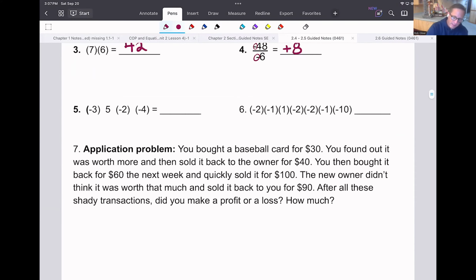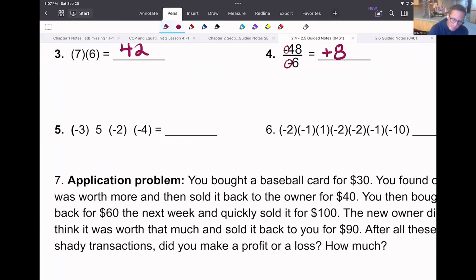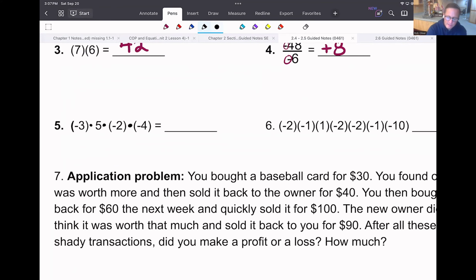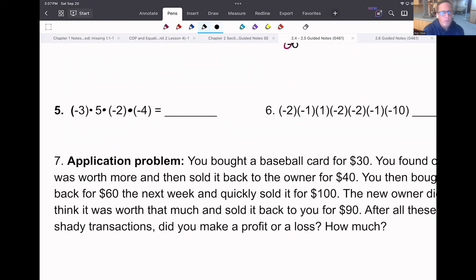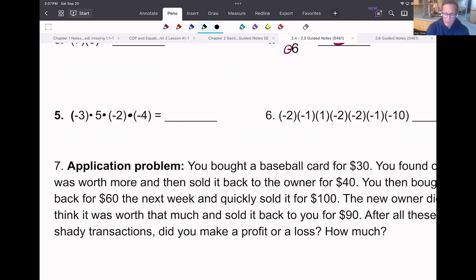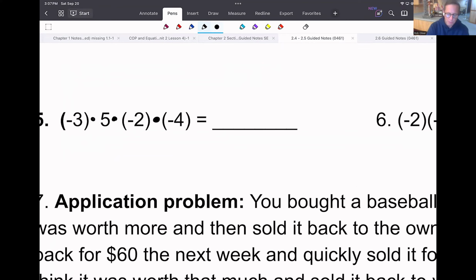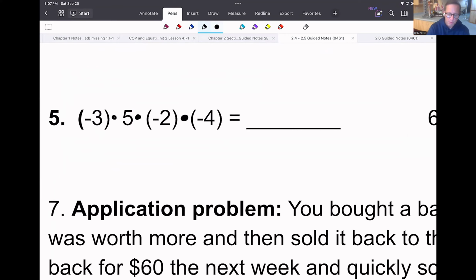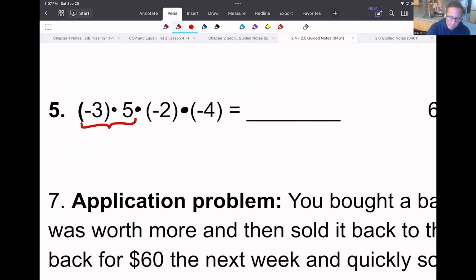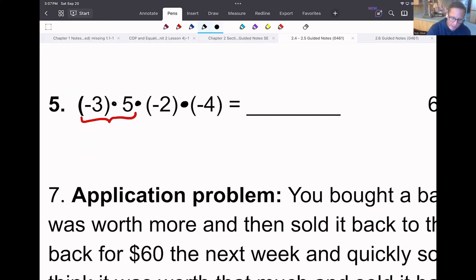All right, and then right here, it looks like the signs didn't show up. For whatever reason, my formatting got weird. But there should be a multiplication sign separating all those integers. And so this is what I was talking about. When you're dealing with more than one number, you just take it two at a time. So let's do this. You've got -3 times 5. -3 times 5, that is -15.